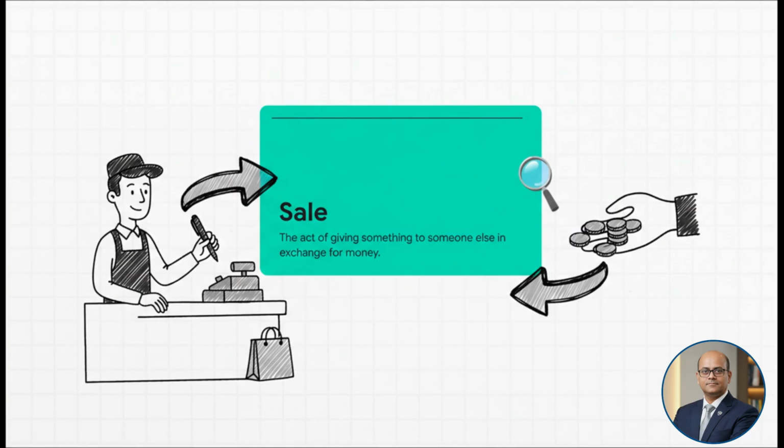Now, let's just flip the whole thing around. For the shopkeeper, what is happening? He is giving you the notebook and in return, he is taking your 20 rupees. From his side, this is called a sale. So you see, a purchase and a sale are simply two sides of the very same coin. One cannot happen without the other.